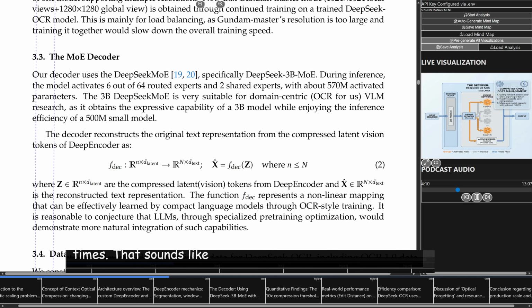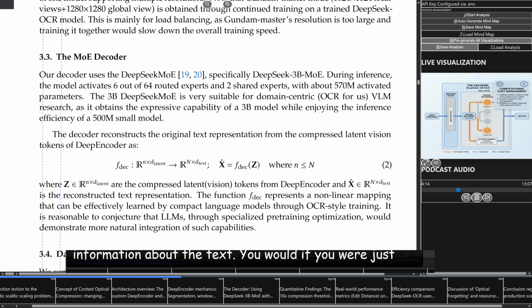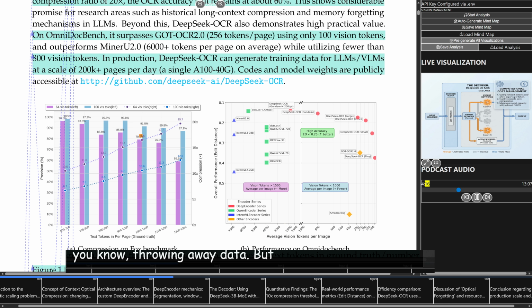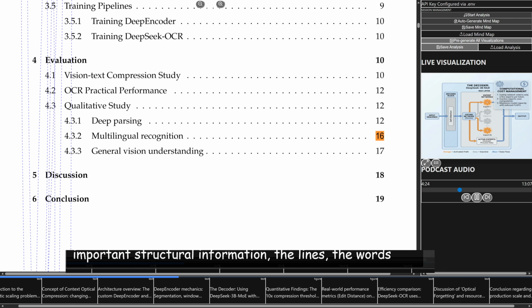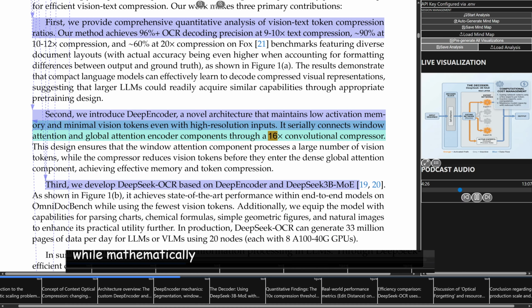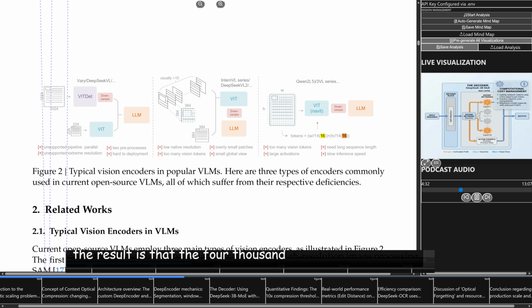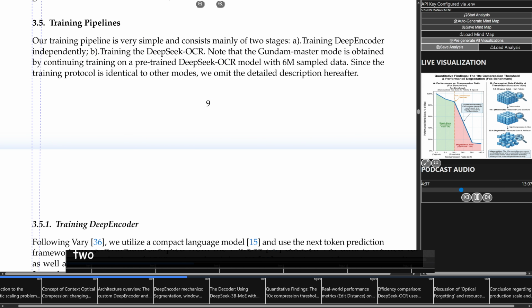That sounds like you'd lose a massive amount of information about the text. You would if you were just throwing away data. But this convolutional layer is trained to be a smart filter. It learns to keep the important structural information, the lines, the words, the layout, while mathematically getting rid of all the redundant feature space. So it's a learned compression. Exactly. And the result is that the 4,096 initial tokens are squeezed down into a much more manageable 256 vision tokens.